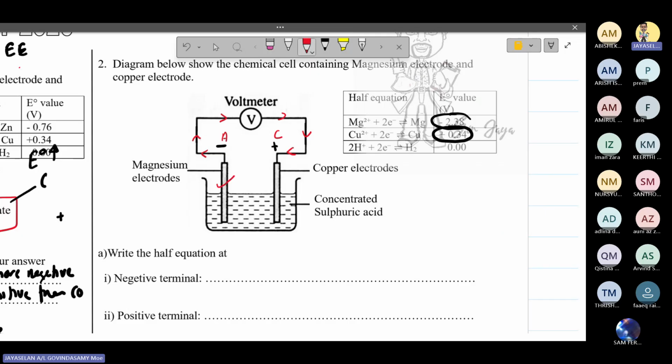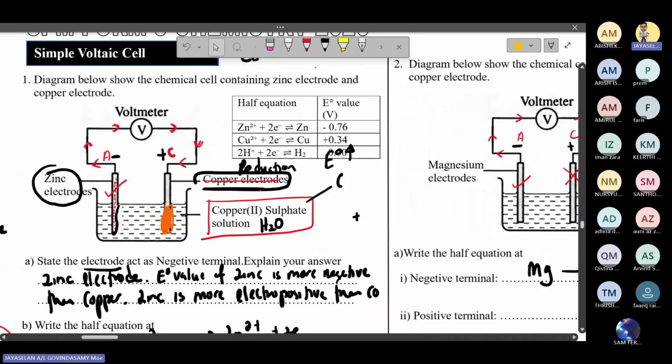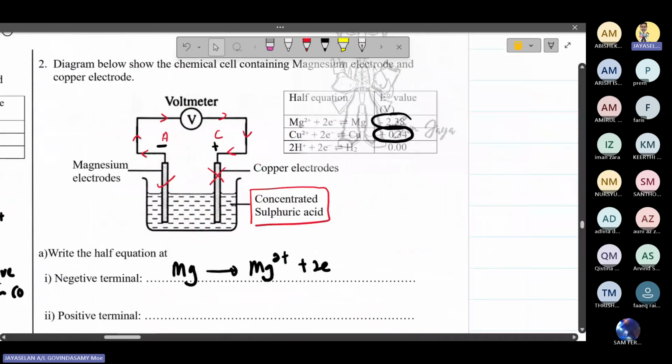Anode, you choose the electrode. So what this student do, he choose the magnesium. Very good. So magnesium, Mg2 positive plus 2 electron. Cathode, don't choose the electrode. Once you don't choose the electrode, see the electrolyte. Jangan bawa electrolyte yang ada di sini. Just now the student dia bawa electrolyte yang ada sini. That means he's memorizing the first question. Cannot. You must see what electrolyte given for this question.